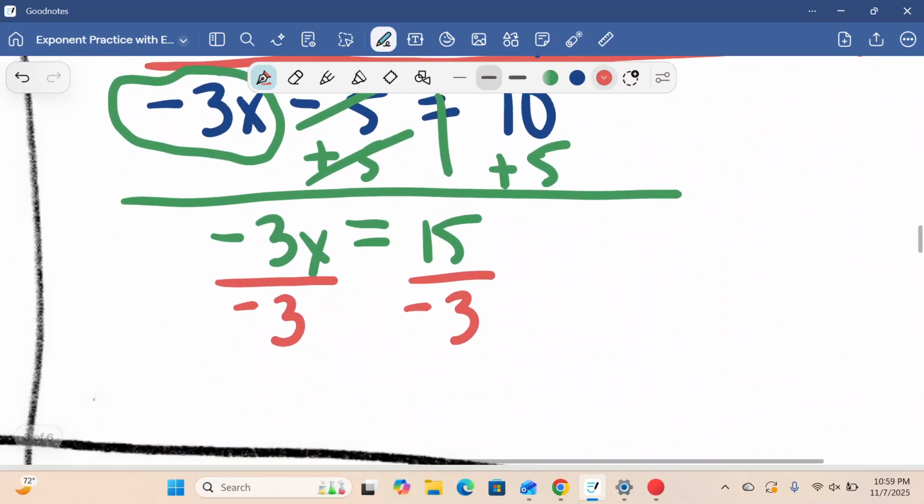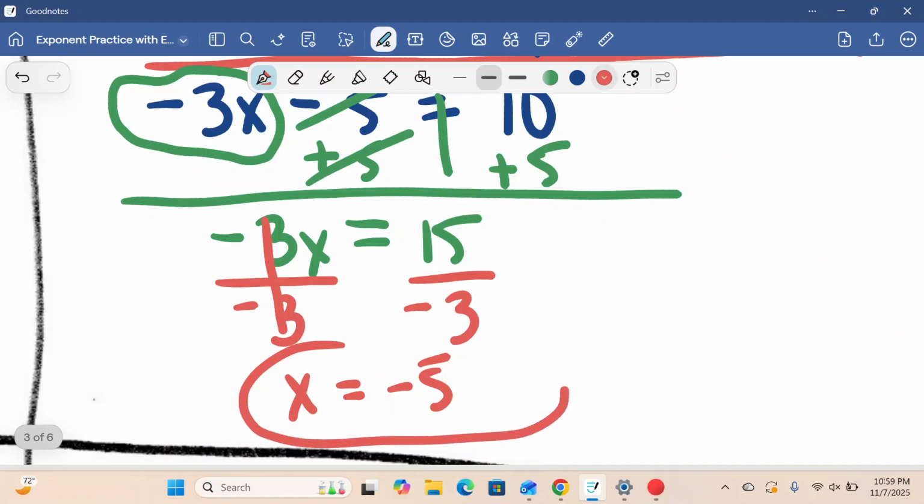So a negative 3 divided by negative 3 gives me 1, which gives me x equals the 15 divided by negative 3. 15 divided by negative 3 is a negative 5. And that is my answer. And you got to be careful because with 15 divided by negative 3, you have different signs. You got to keep the sign of the negative.